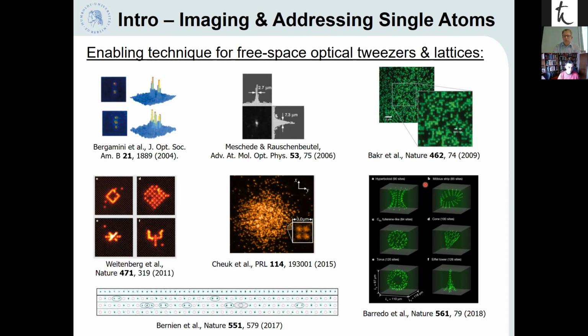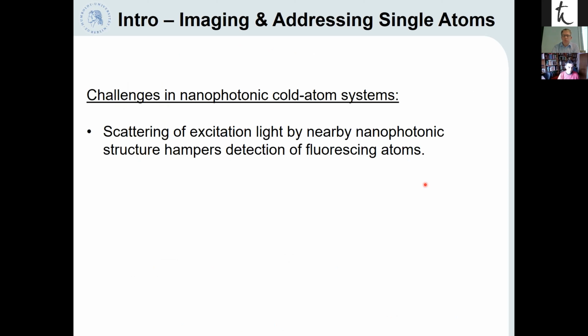Now, this opens a whole realm of possible applications and would, of course, also be desirable in such nanophotonic cold atom systems as the one we are operating. However, in the case of nanophotonic cold atom systems, we actually face 2 major challenges when trying to image or address single atoms. First of all, we are hampered by the scattering, by the nearby nanophotonic structure, of the excitation light which we have to use to illuminate the atoms in order to image them. Since the atoms are resonantly scattering the light, the light which is scattered off the waveguide or photonic crystal cavity will also contribute to the signal and may completely cover or impede the imaging of the atom.